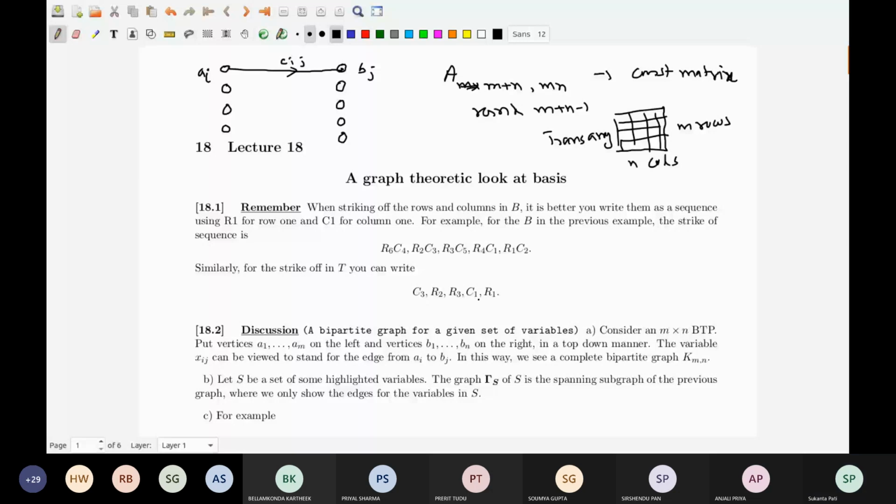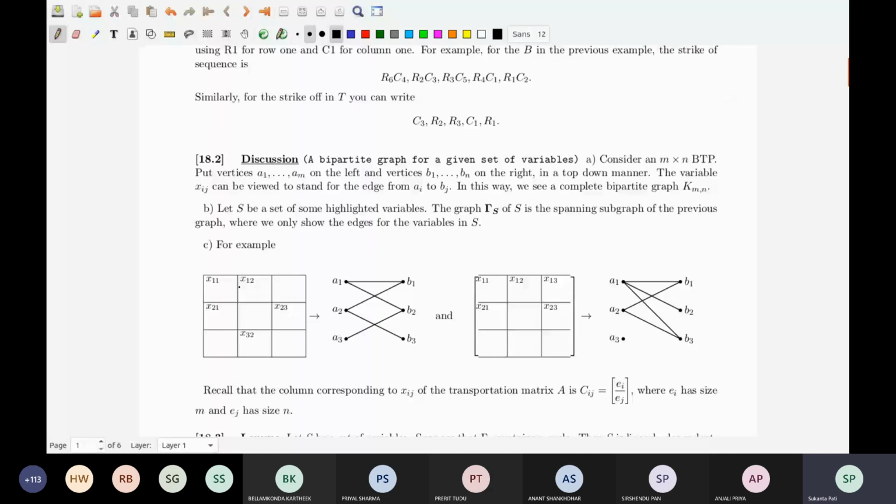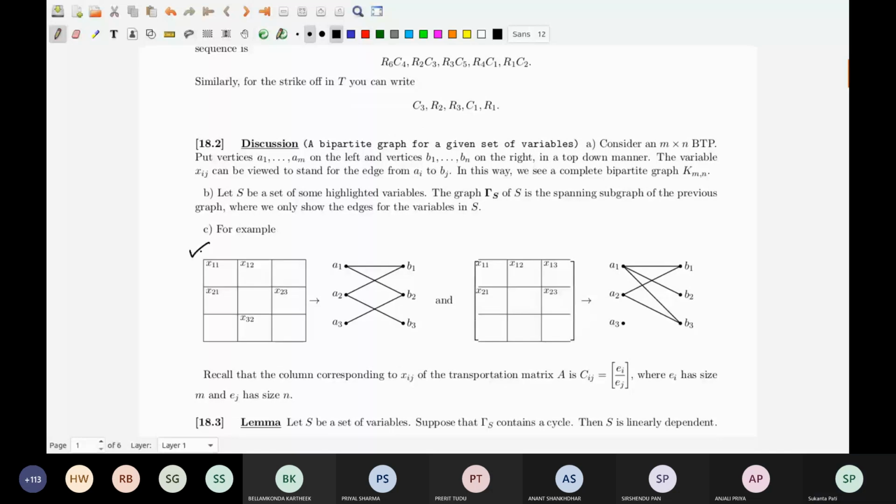In any case, as I said earlier, with a little bit of graph theory, it looks much simpler. Now look at this first table. Suppose that you have a selection of variables in this one. I have selected x11, x12, x21, x22, and x32. So for that, you can draw a bipartite graph.